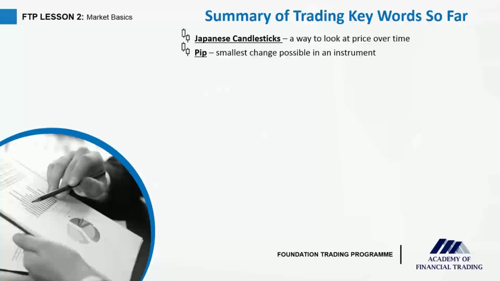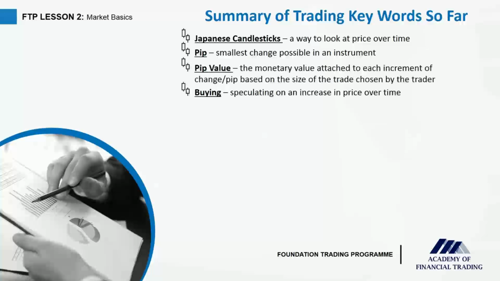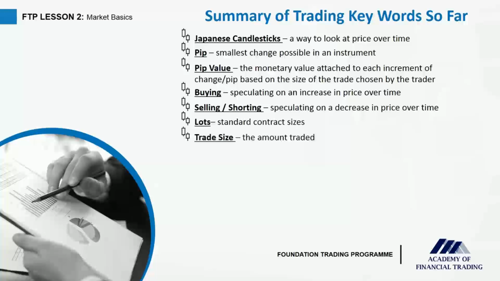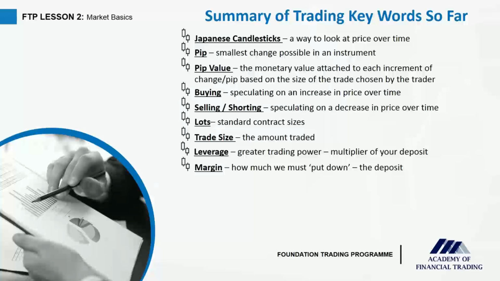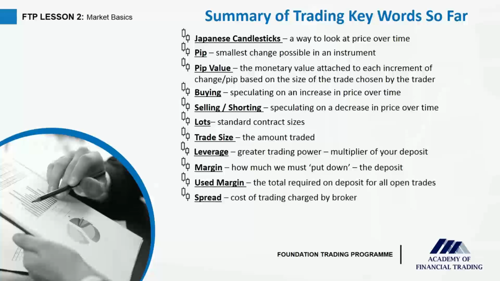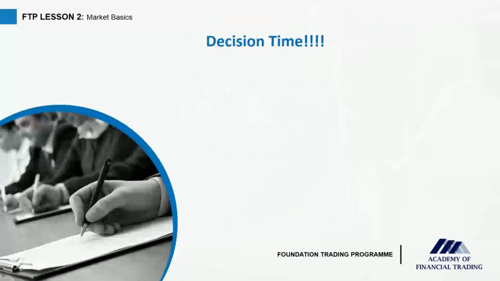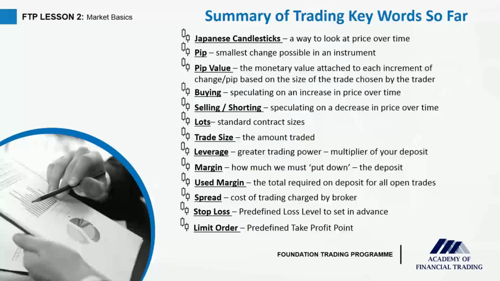What we have covered this evening is obviously Japanese candlesticks, pips, pip value. We've covered buying, we've covered selling, we've covered lots, we've covered the trade size, we've covered leverage, we've covered margin, we've covered used margin, spread, stop loss, limit orders. A huge amount of detail has been gone through.